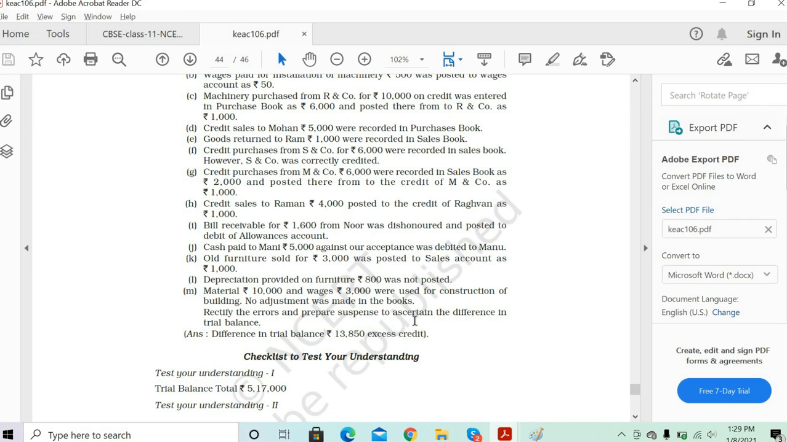So when they say posted to the credit of Raghuvan, what is the wrong entry that has been passed? Posted to the creditor, so the wrong entry is done. That means the Raghuvan account is credited with 1,000 rupees. That is the meaning. But actually you should debit it from the suspense account and credit Raghuvan 1,000.